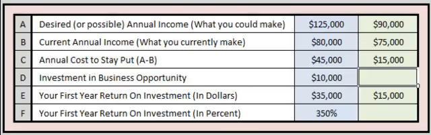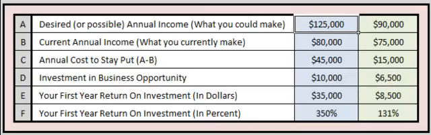So let's just say the investment in this business opportunity happens to be $6,500. So your first year return on your investment, you're $8,500 ahead, or you've just made 131% on your money. So you can use this calculator to determine what you can make in your own situation if you invest in a business opportunity just by putting a couple of numbers in.